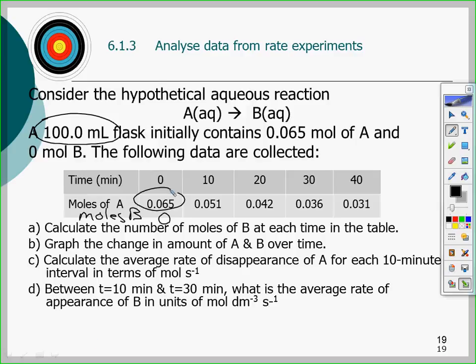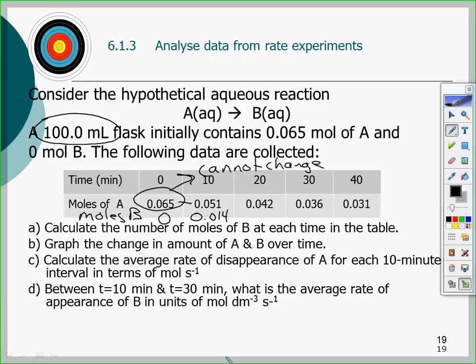This is the total. It cannot change. It can only transform itself. It cannot change the total amount. So how many moles do I have to have here then? I'm going to go 0.65 minus 0.051. That's 0.014 moles of B. Understand how I did that? That's not that hard.